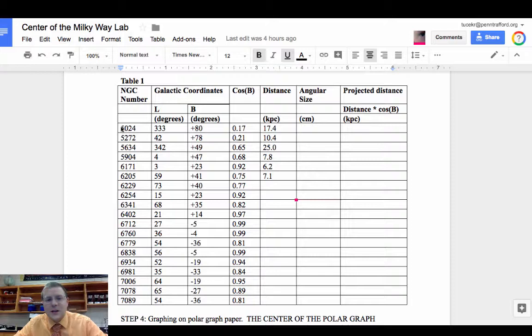It has the cluster number, it has galactic coordinates of L and B. We'll come back to that in a minute. You've got this cosine of B, which is a math term. We've got the distance to a cluster written here, and then we've got angular size. So what do I mean by angular size?